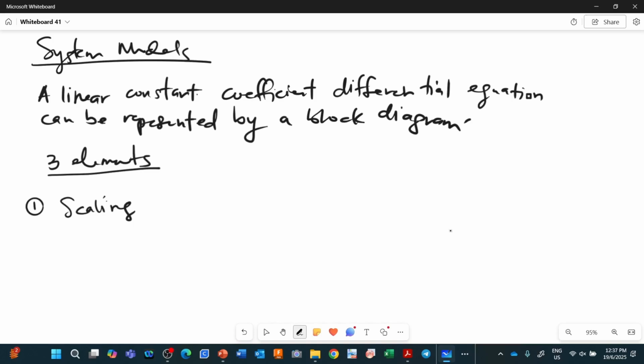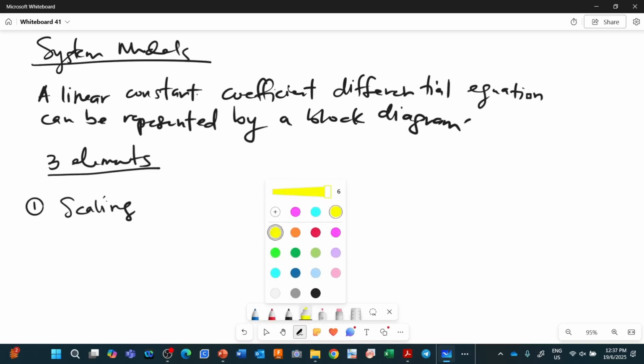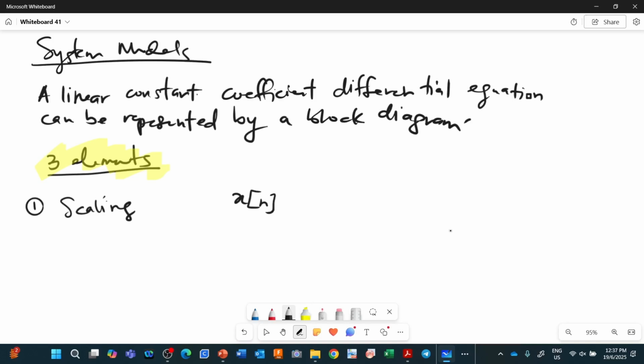There are 3 elements under this, in order for you to understand how to draw the block diagram. The first one is scaling. Let's say you have x[n] as the input, the scaling factor is written as a value a, and you have output y[n]. The scaling factor can be 1, 2, 3, or 1/2, 0.5. It is just a value. Written as an equation, y[n] is equal to a x[n].